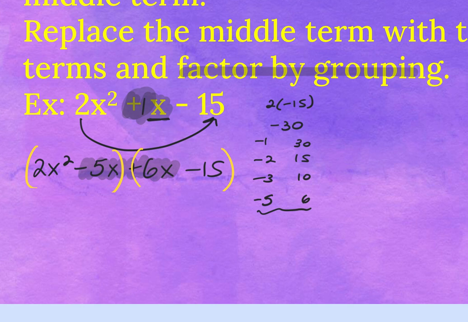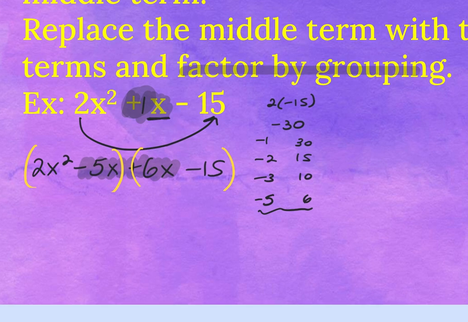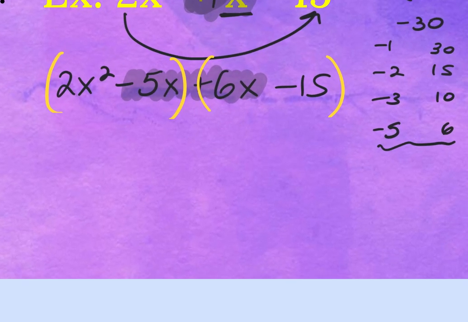And then I factor out my greatest common factor. So what can I divide both 2x squared and 5x by? 1x, so I take out an x, good. And then I'd get 2, I'm going to divide this by x, I'm dividing this by x. So I get 2x minus 5.